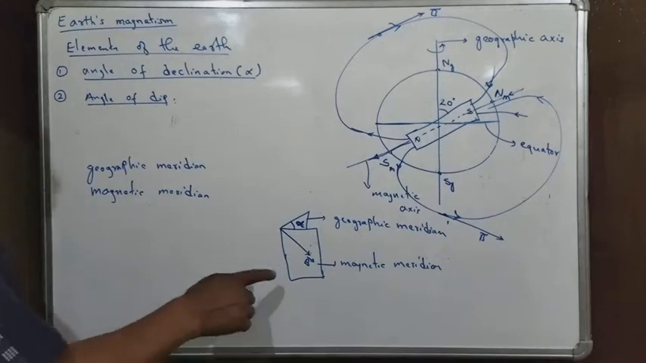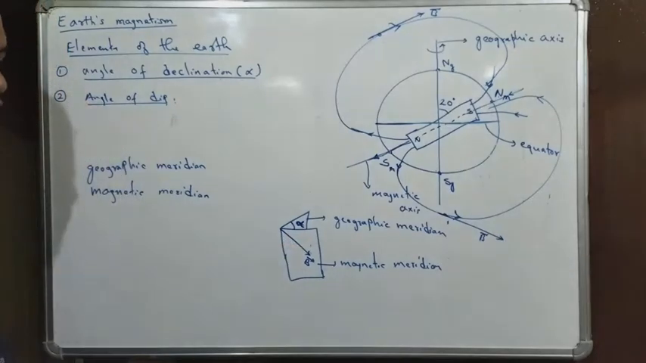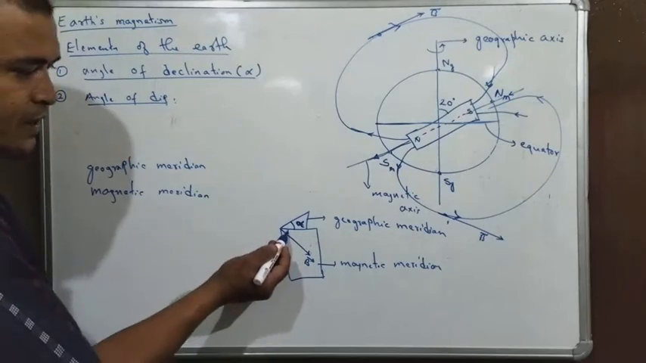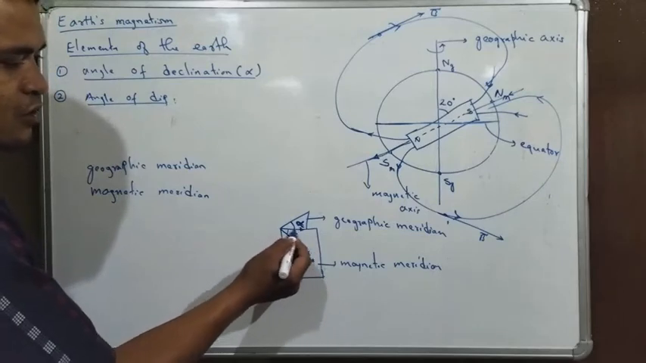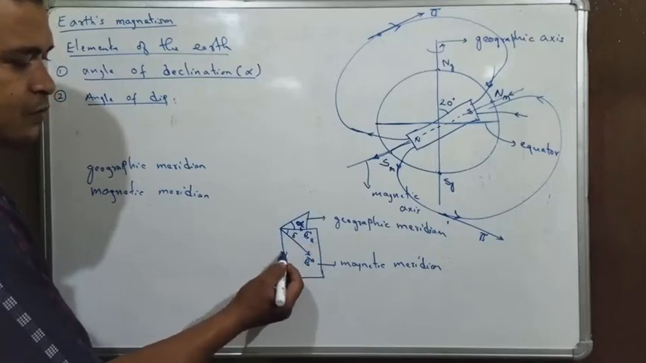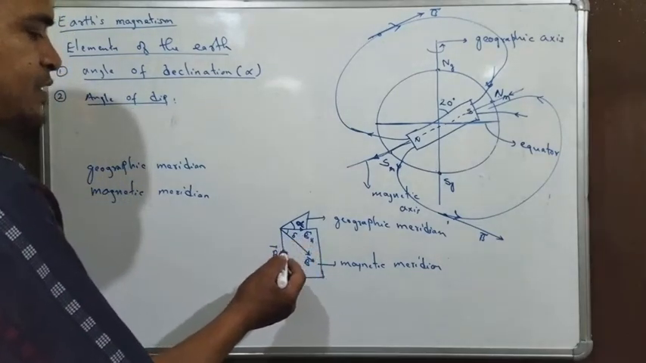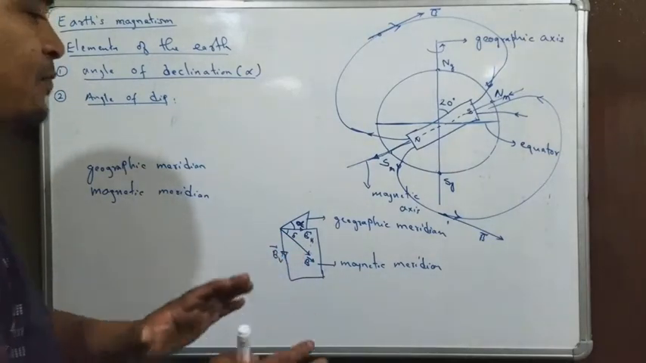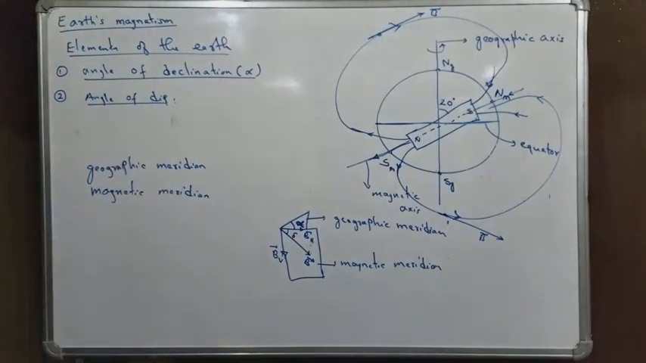Now because this magnetic field is acting in an inclined way, I need to resolve it into two rectangular components. If I name this angle as delta, then I will have the horizontal component as BH, and the vertical component of this B will be BV. These two components, BH and BV, are the rectangular components of the total magnetic field at any point on the magnetic meridian.